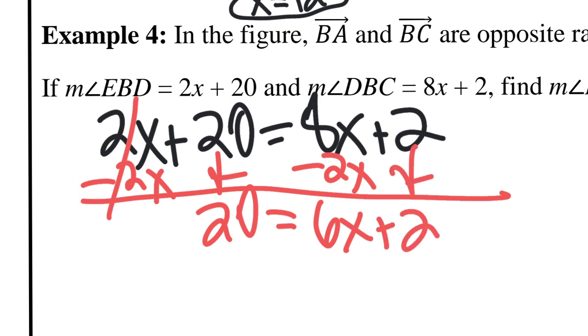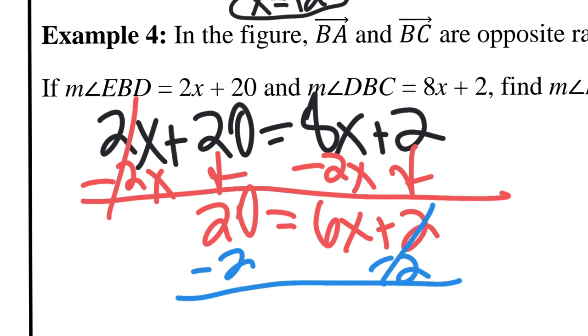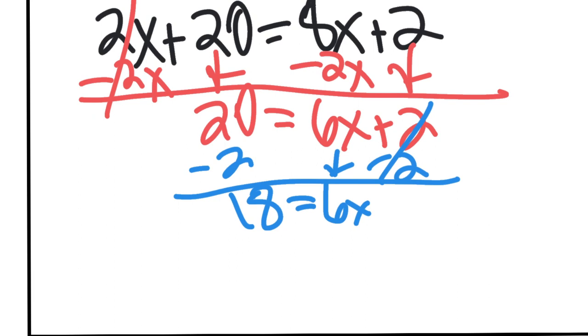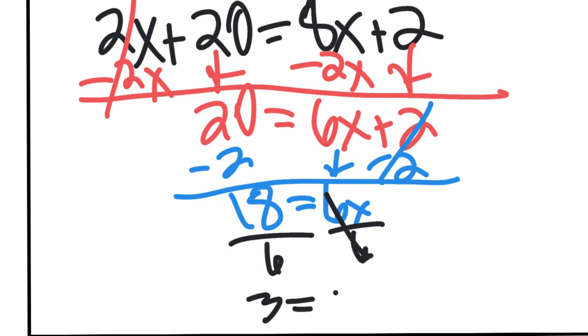The plus 2 is a constant number, so I should get it to the other side of the equal sign. And so that means I'm going to minus that 2 over. And I get 20 minus 2 is 18. 18 equals 6x. So 6x means 6 times x. So the opposite of that would be to divide both sides by 6. And 18 divided by 6 is 3. So I get x equals 3.